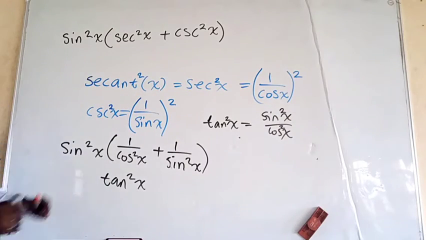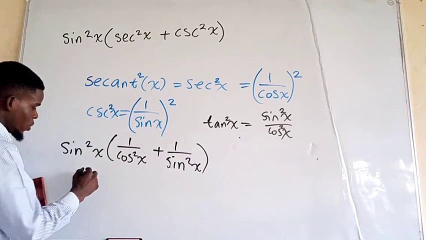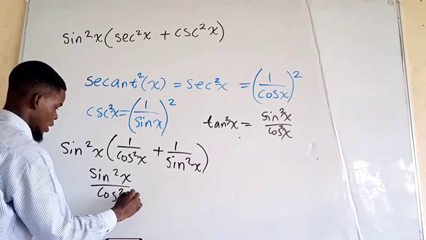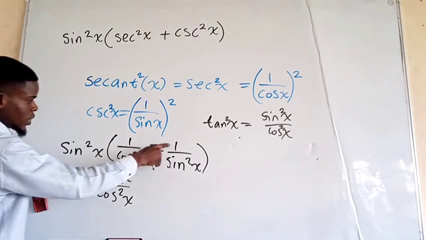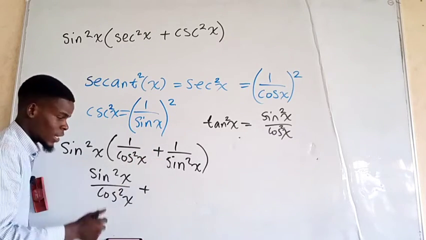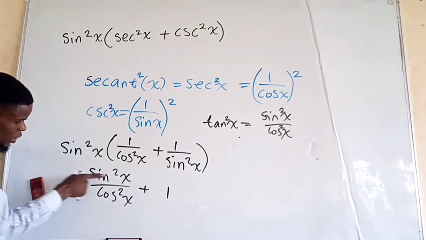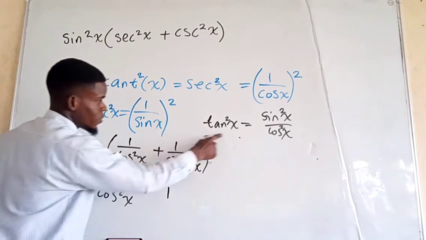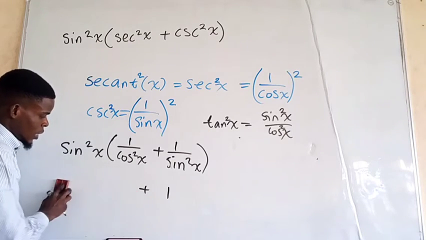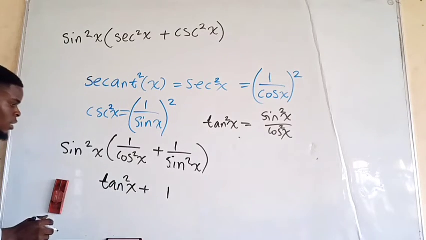So when we multiply this with that, we are going to have sine square x over the cosine square x. And then we also multiply this with that. We're going to have plus sine square x times 1 over sine square x. This is just going to be 1. Great. So we know that sine square x over cosine square x is the same thing as tangent squared x. So we just put it down there. Tangent squared x. Great.